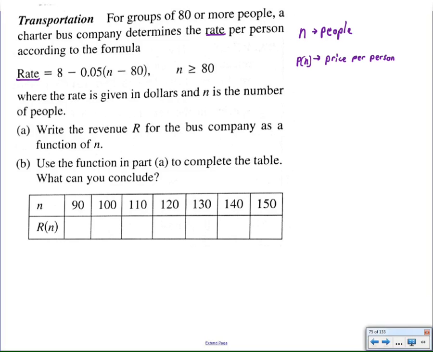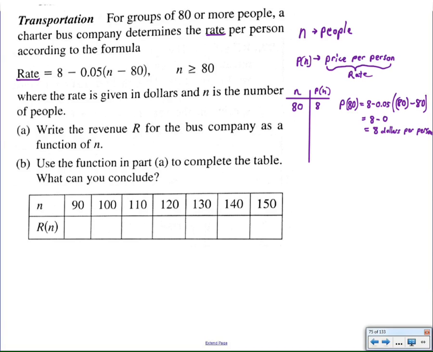So I have my independent variable, people on the trip, and the price, that is how much they charge each person, apparently depends on how many people go on the trip. So I need to figure out how does that work. So I start by picking 80 people. Say we have the minimum number of people going on this charter bus, then how much would it cost per each person? I use the formula that's given, which says 8, subtract a nickel times 80 minus 80. We know 80 minus 80 is 0, times anything is 0, so it's going to be $8 per person if 80 people sign up for this bus trip.